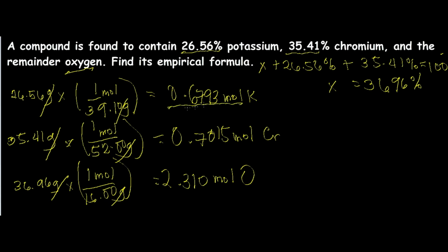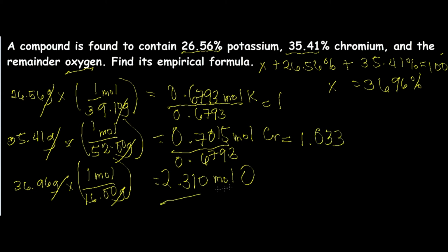So we will have 0.6793 divided by itself. We will have 1. 0.7015 divided by 0.6793. We will have 1.033. Then this one divided by 0.6793, we will have 3.401. Since we have 3.4, we have to multiply the number of moles to the smallest number that will give us an integer. So you have to multiply this by 2.